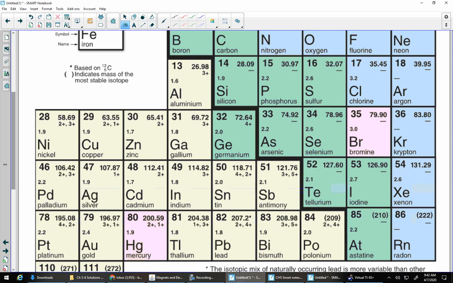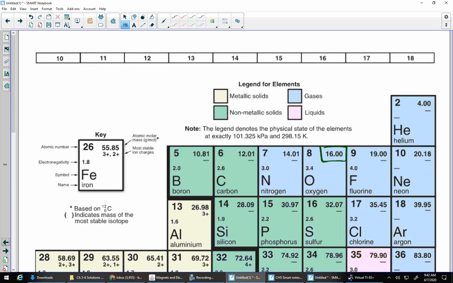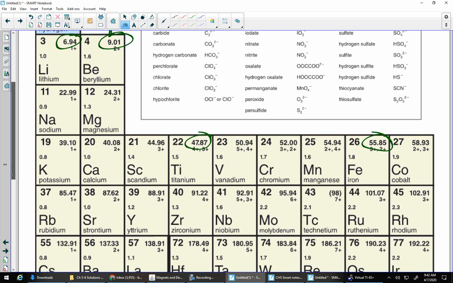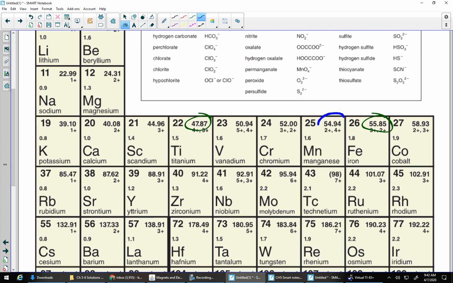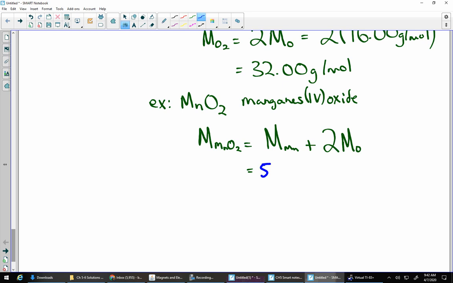So let's check our periodic table here because I have no idea. Manganese, I think it's on the other side. Am I right? It's on the other side. Manganese, highlighted in blue just because I'm getting a little messy here. 54.94. So 54.94 grams per mole plus 2 times the molar mass of oxygen, so that's 2 times 16.00 grams per mole.